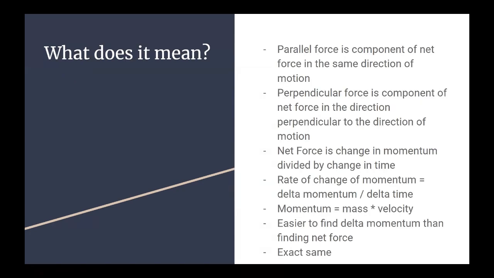All right, so what does it mean? The what does it mean question is just asking what is the difference between the parallel and perpendicular components of the net force and the parallel and perpendicular components of the rate of change of momentum. And these are the exact same things, because the rate of change of momentum is just your net force. That's what we have learned in the momentum principle. It's just a lot easier to find your delta momentum than it is to find your net force. So it's a lot easier to solve it that way, which is why we've done it in our labs.